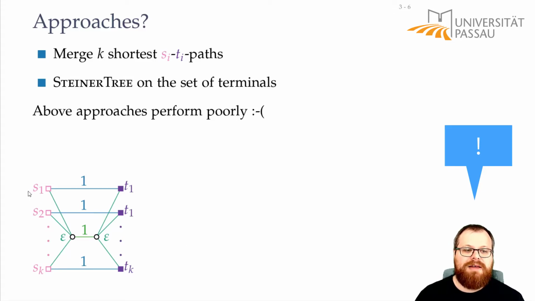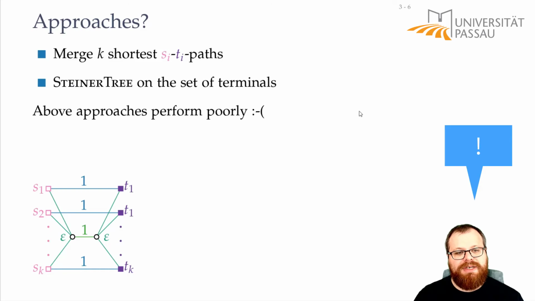Now the shortest path between each pair is clearly the direct edge, which costs just 1. But the best solution for our Steiner forest problem connects everybody to these two vertices and the green edge. And then the total cost for the shortest paths is k, and the total cost for the optimum solution is 1 plus 2k epsilon. So as long as the epsilon is small, this is very close to 1, and then the ratio is k to 1, so this is very bad.